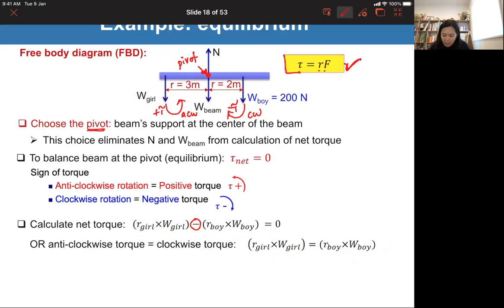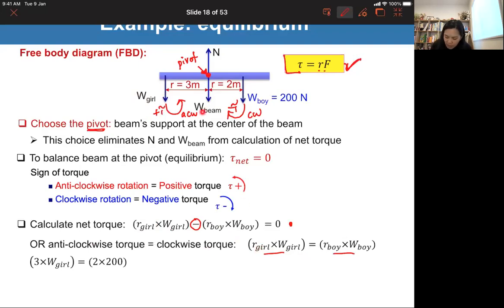Right, so you can skip this step. I'm happy for you to skip the first step here if you use the argument that the anti-clockwise torque should be equal to the clockwise torque. Then you can just go ahead and write down these equations for the clockwise and anti-clockwise torques. We're now just left to substitute whatever values were given.